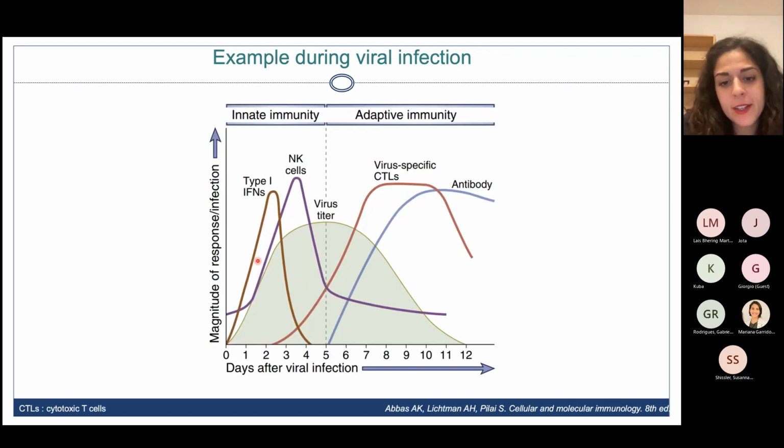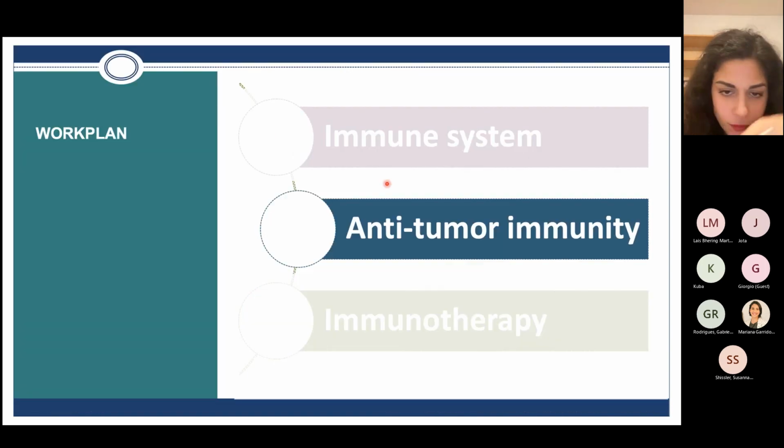So here is the kinetics during a viral infection. As you can see here, first you will have cells from the innate immunity that will be activated. For example, here NK cells with their respective cytokines like type 1 interferon. And then you will have the adaptive immunity that will increase through time, with this time the antibody response and also the cytotoxic T cells that will be activated. Okay, so now we briefly know how the immune system works.